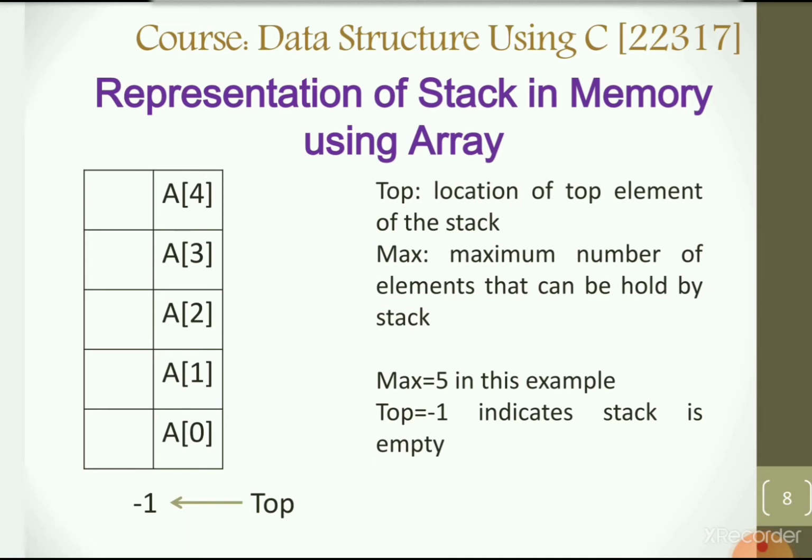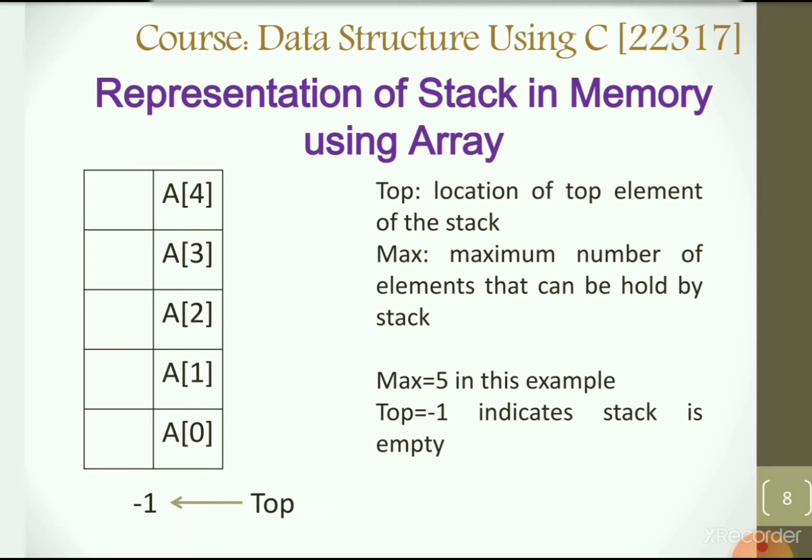The first term is top. It is the location of the top element of the stack. The second is max. It shows the maximum number of elements that can be held by the stack. So two pointers we have to add. The first one is top. If we have added 4 elements, the fourth element is at the top of the stack. The maximum size is 5. If the size of the array is 5, that is, max size is 5, you can add 5 elements. So the maximum number of elements that can be held by the stack is max.